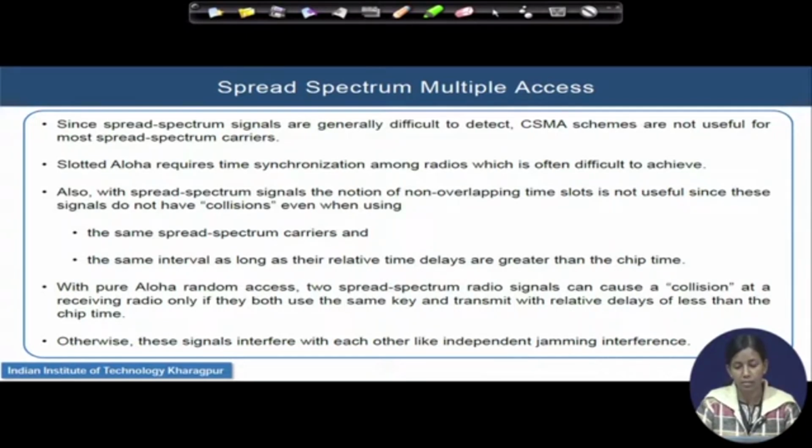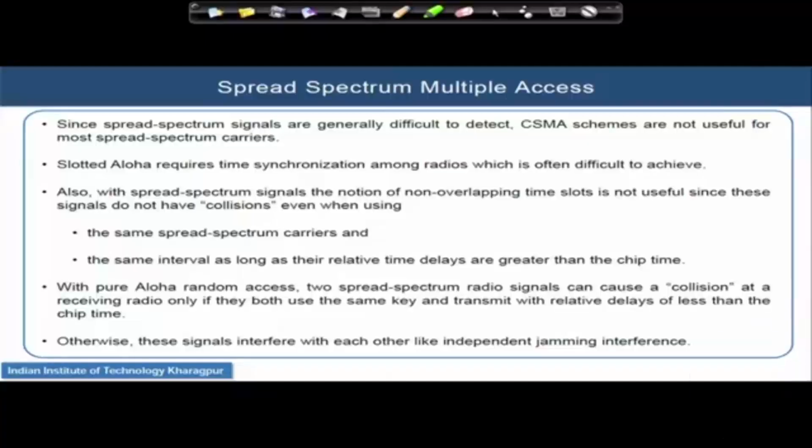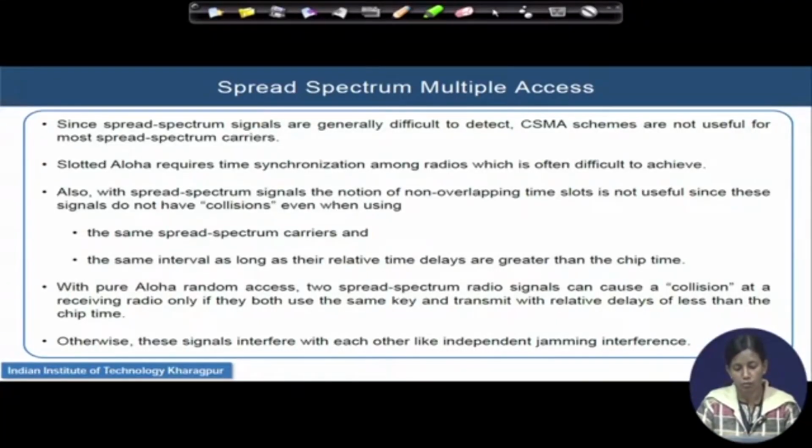Now, with collision-based CSMA schemes, spread spectrum signals are generally very difficult to detect. So the CSMA scheme is not that much preferred for spread spectrum. Slotted Aloha requires some time synchronization among different radios that may be done by GPS, but that also cannot be 100% guaranteed, so it is also difficult to achieve. That's why sometimes we prefer to go ahead with Aloha, or some advanced version of CSMA, for spread spectrum communication.